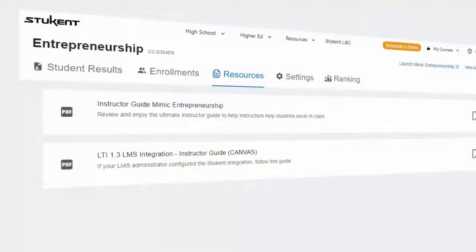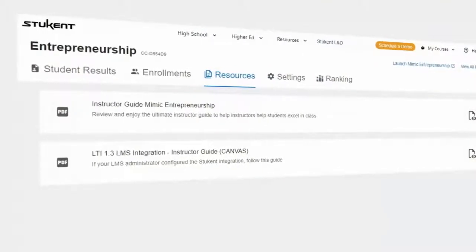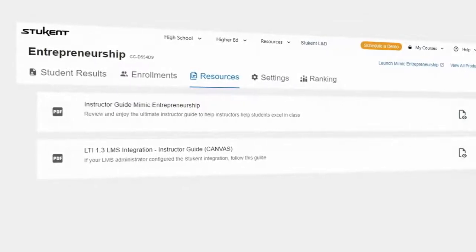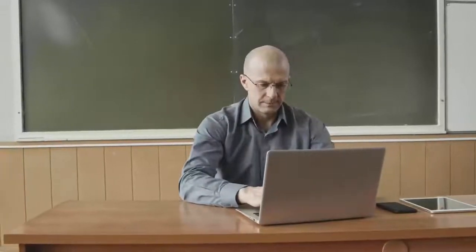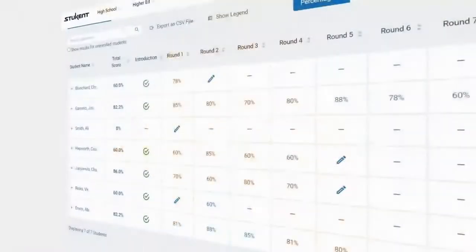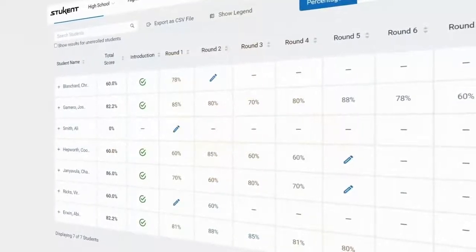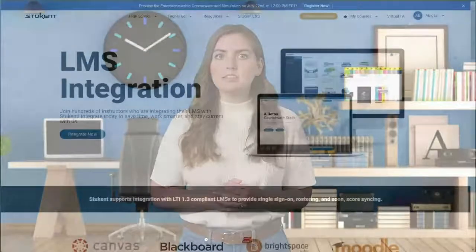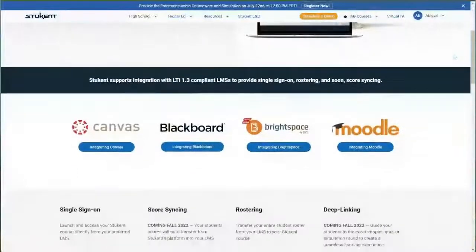Before we dive into the student side of the simulation, let's take a quick look at the instructor portal. The goal of the instructor portal is to make course management as easy as possible. From this page, you can download an instructor guide, which includes instructions for setting up your course, adding students, descriptions of each round, and more. It also allows you to easily view students' auto-graded scores, round results, and even their work in the most recent round. The Entrepreneurship Simulation also integrates with your preferred LMS, allowing you to sync your students' scores seamlessly.